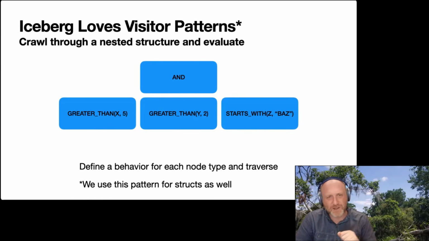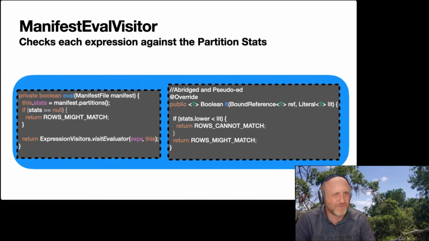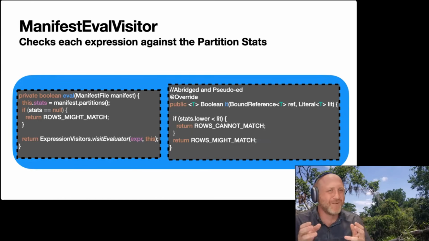And to make this a little more concrete, let's go into one of the actual codes of this, because it's a lot simpler than I'm describing. So we start by basically saying if we have no statistics, well, our rows might match. We might have some file within this manifest that might have rows that match because we have no statistics. So in that case, we fall back and we just say, you better read this manifest.